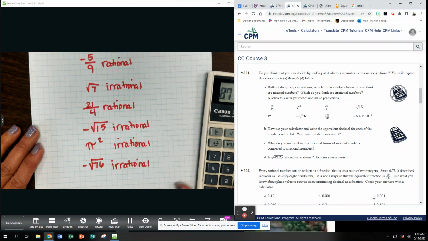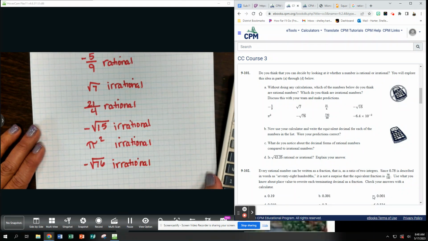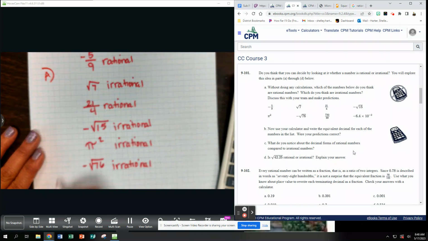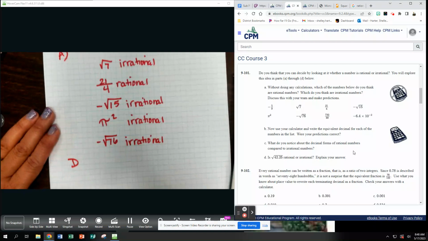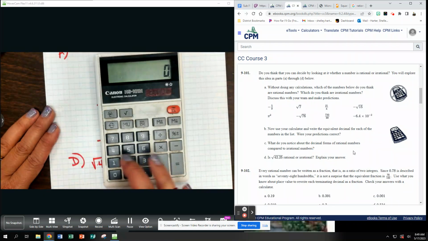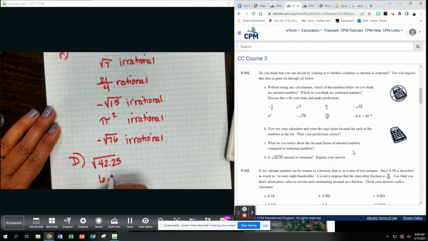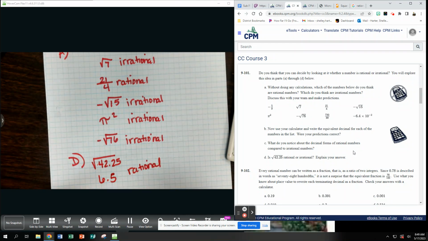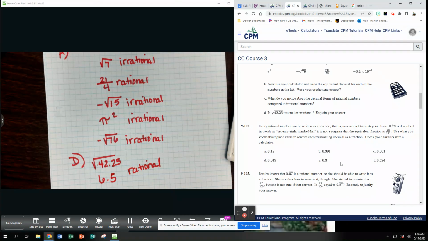All right, let's take a look at this, so this is going to be like A. We're just going to skip right down to D really quick, and they want to know if this is 42.25. 32.25 radical. This is a rational number. Okay, rational number.